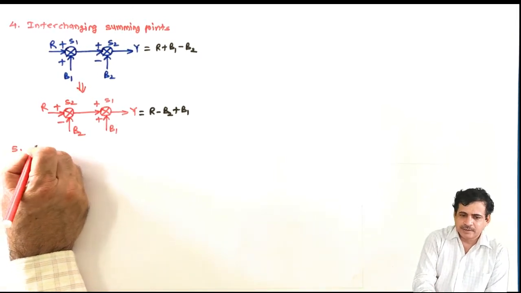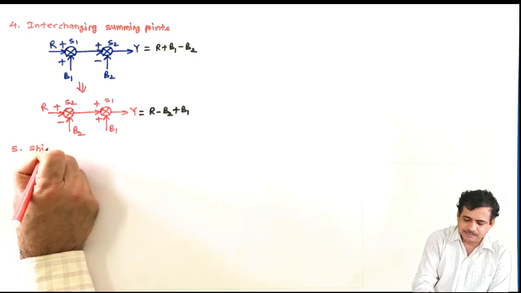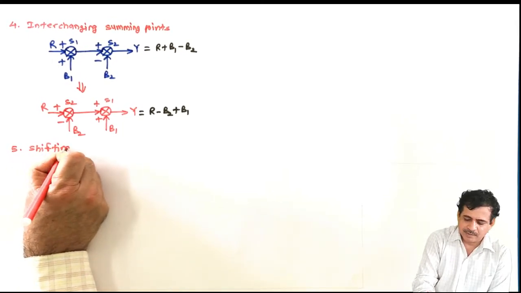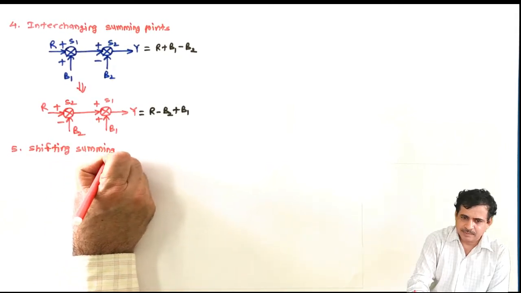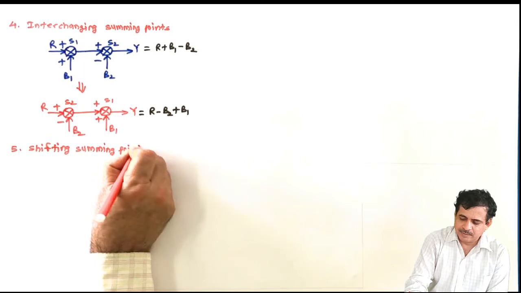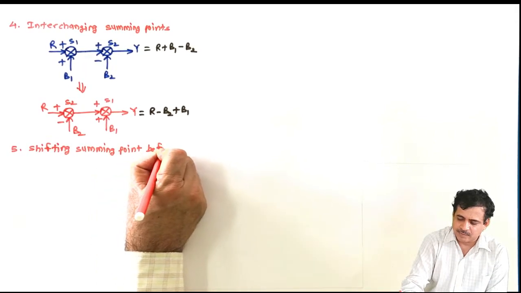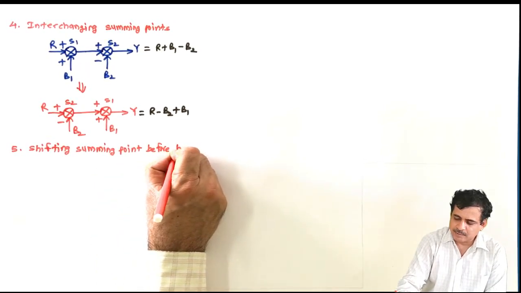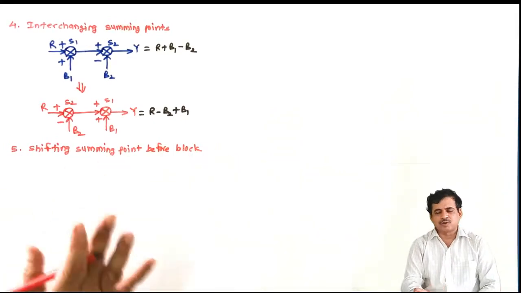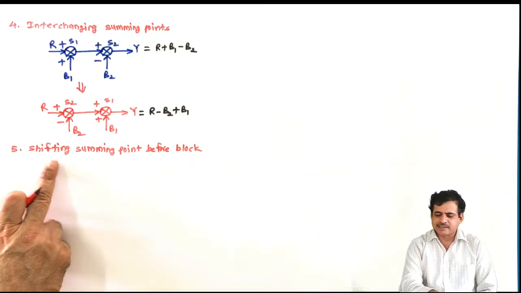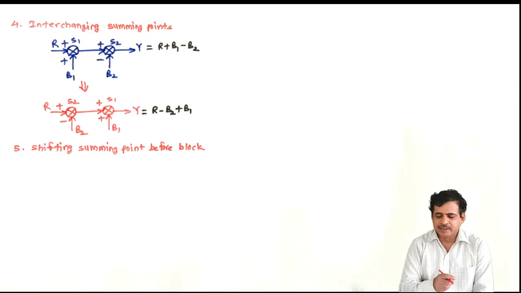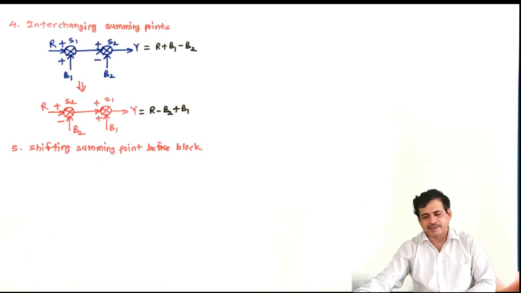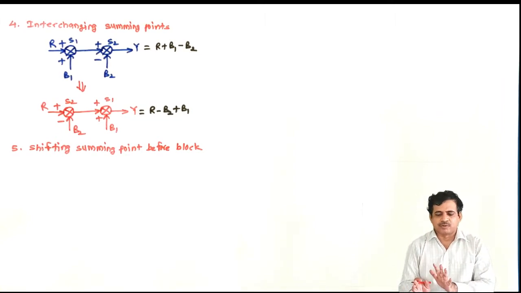The next rule is shifting the summing point before a block. Or you can also call this shifting a block after the summing point. But following the terminology, we will shift the summing point and takeoff point before and after the block to form rules number 5, 6, 7, 8.